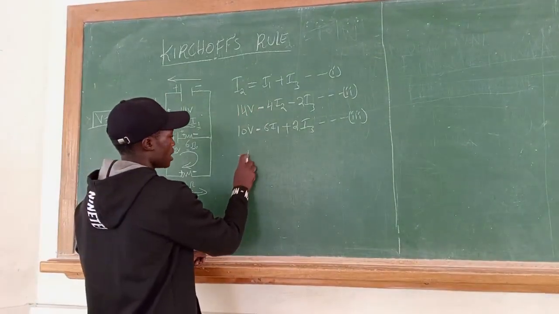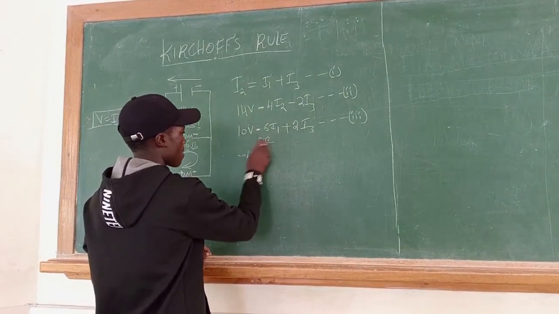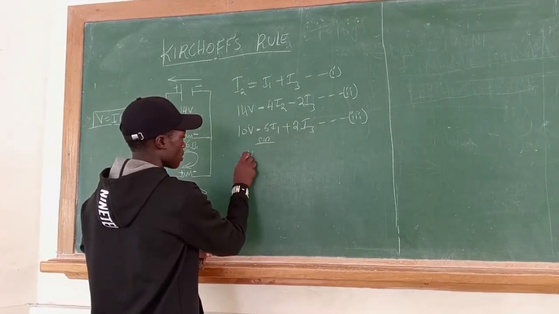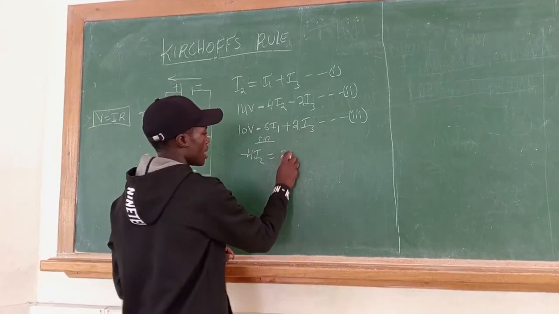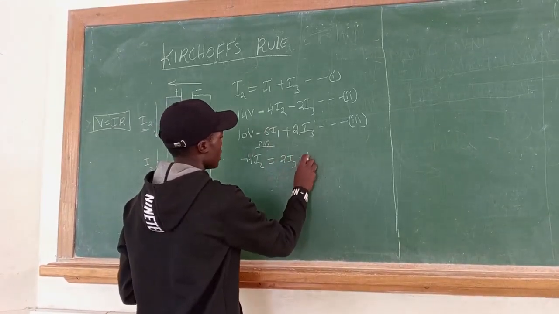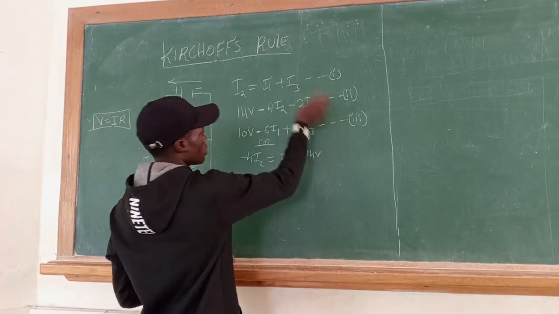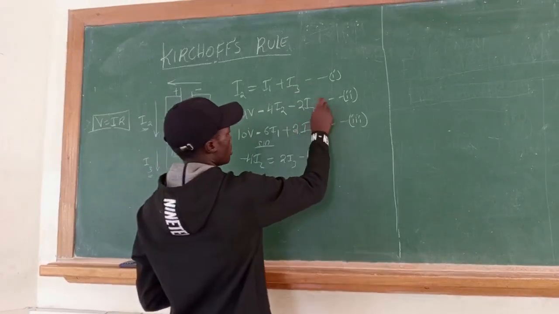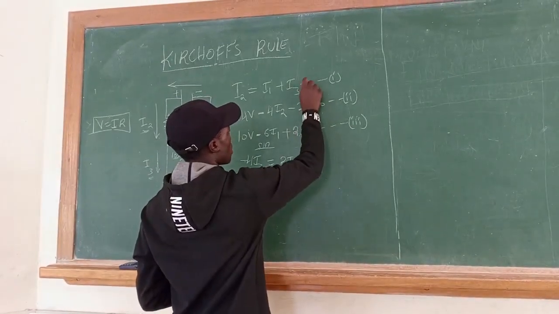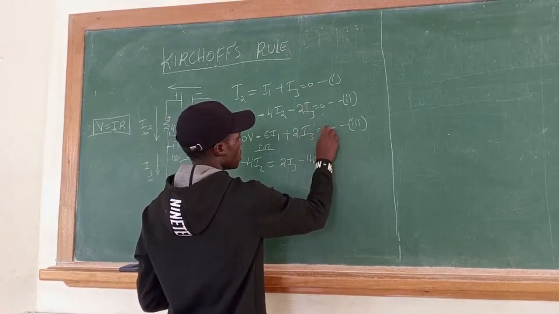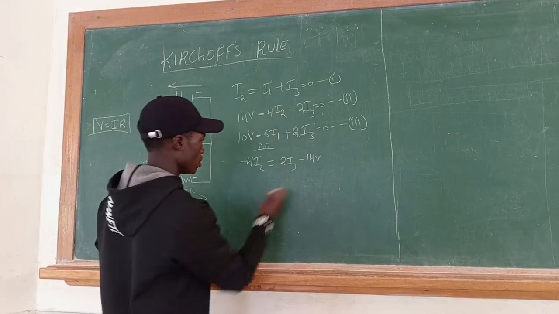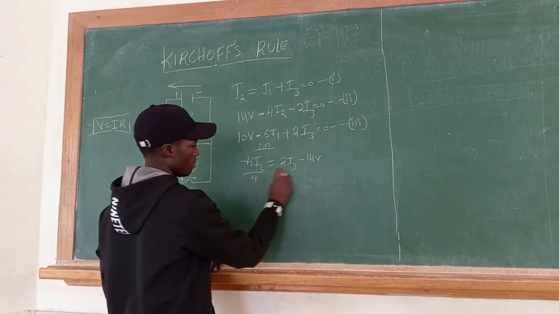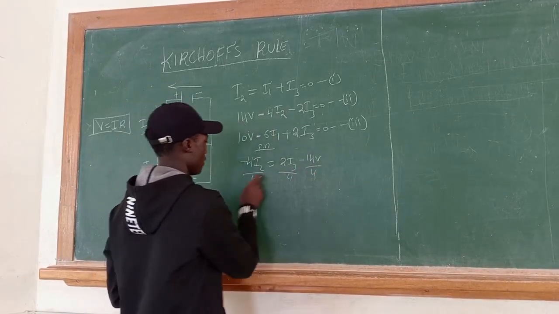So here we go. Negative 4 I2 equals 2I3 minus 14 volt. Because I've got the equals 0, I've got the positive sign, the equal sign. So I'm going to divide by 4, by 4, by 4.